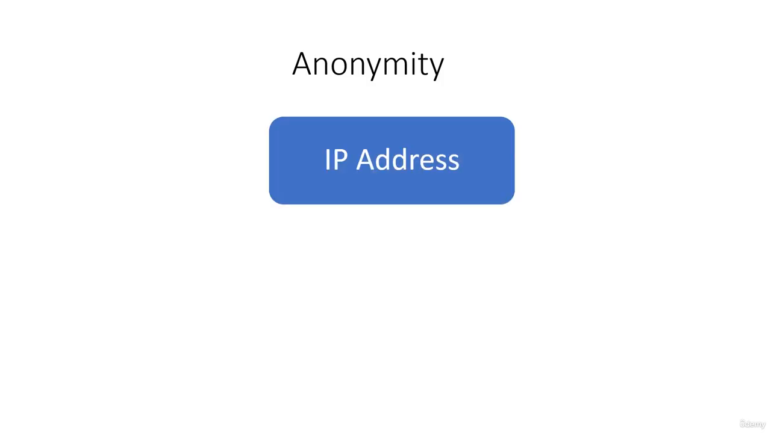So first is the IP address. All devices that connect to the internet are identified by an IP address. IP addresses are assigned by the ISP, and given an IP address, the ISP can identify the account and location of the system being used.